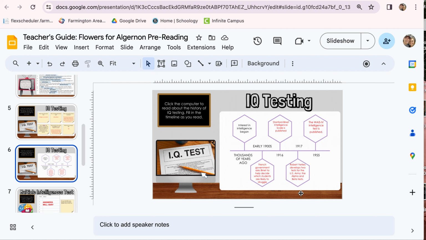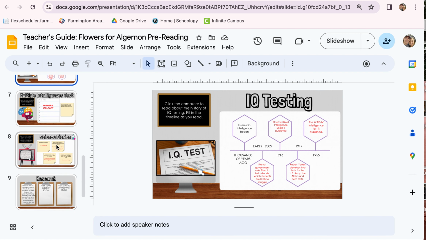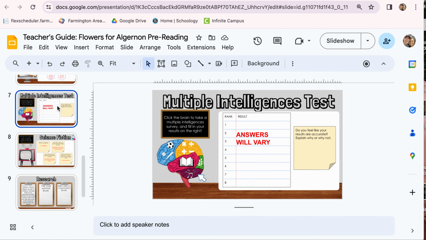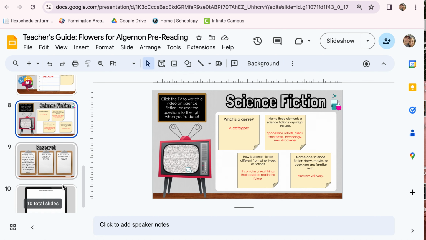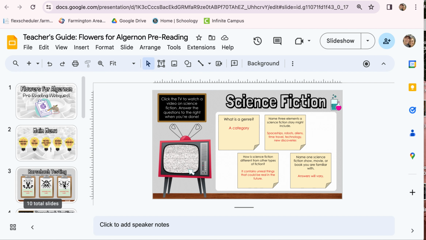In 1917, Robert, and I'm going to butcher his name, Yerkes, develops two tests for the U.S. Army, the Alpha and the Beta tests. And then by 1955, the WAIS, which is now what we know as the IQ test, the intelligence test, is published. So we're learning some new information. The rest of this is you took a multiple intelligence test. We learned a little bit about science fiction, because remember, Flowers for Algernon is not a real story. All right.